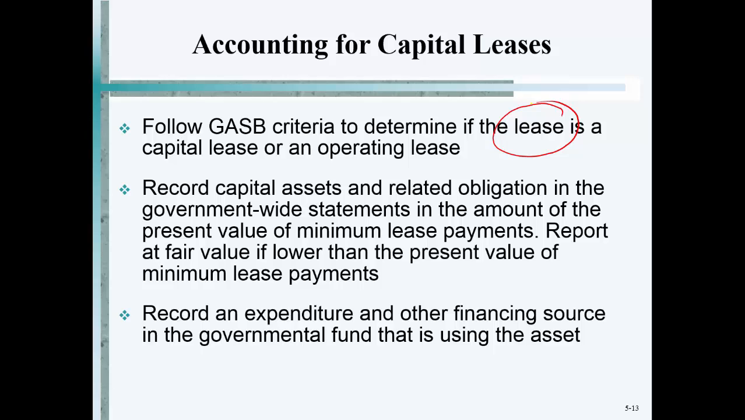Okay, so the criteria to treat something as a capital lease is what? There has to be an ownership transfer. Who taught this to you? Okay. Professor Duke. Got to be an ownership transfer. Okay. Has to be what? A written bargain purchase option. Present value of the minimum lease payments has to be greater than or equal to 90% of the fair value of the property.